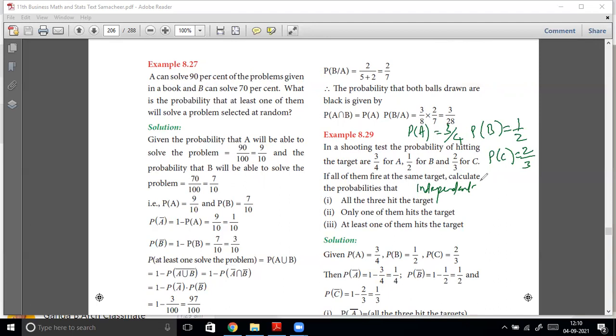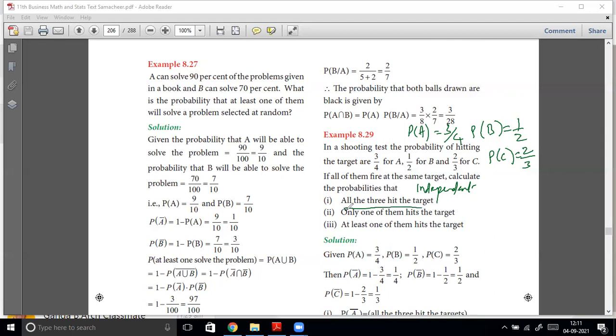See, it becomes a dependent event if, once A shoots, the target falls down. Then B does not have a target to shoot. Then it will become a dependent event. So those kind of things are not happening here. So it is all independent events.